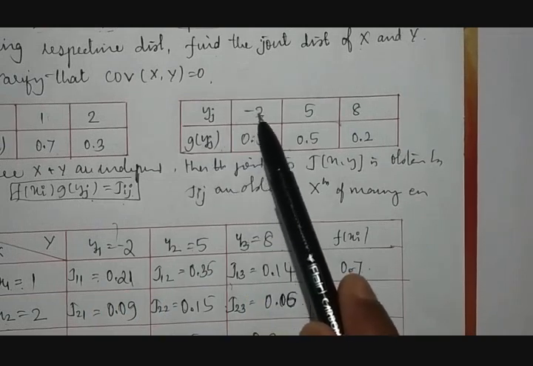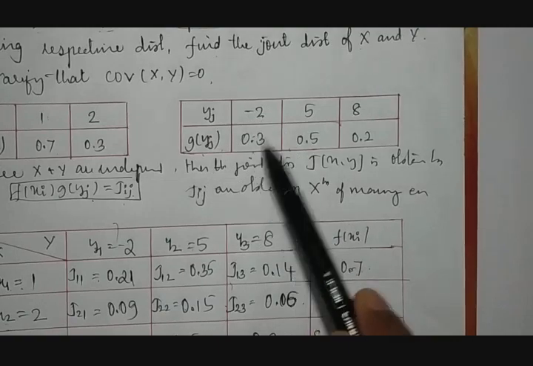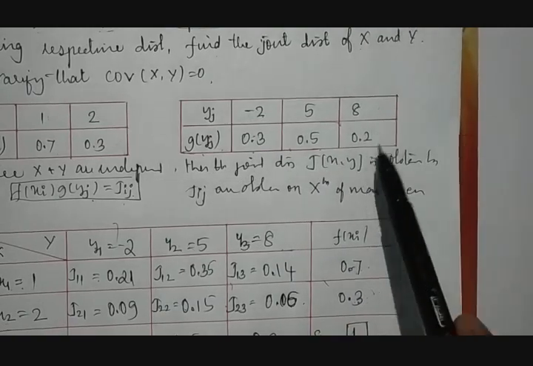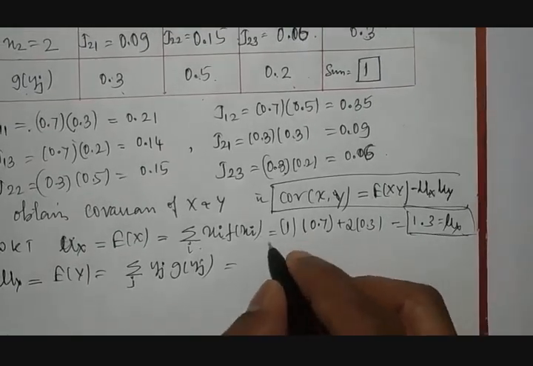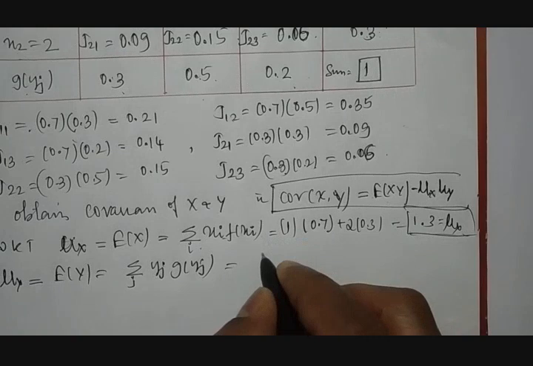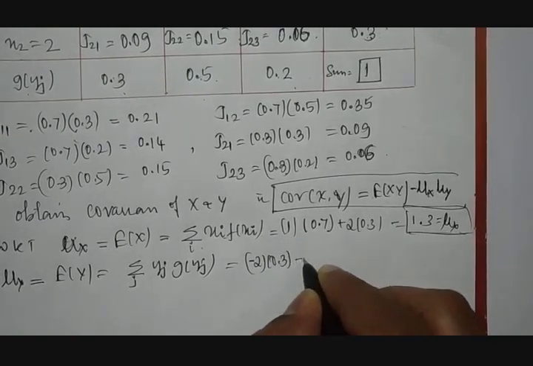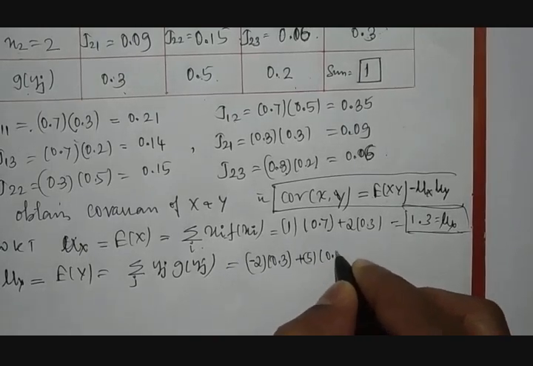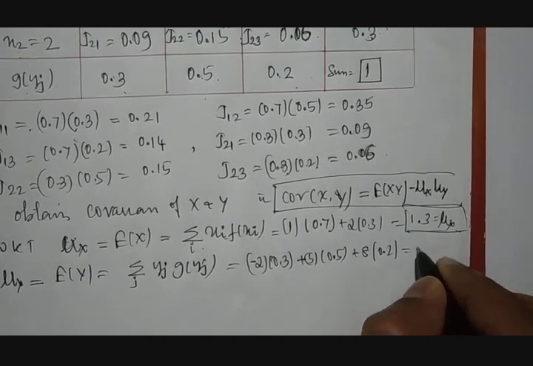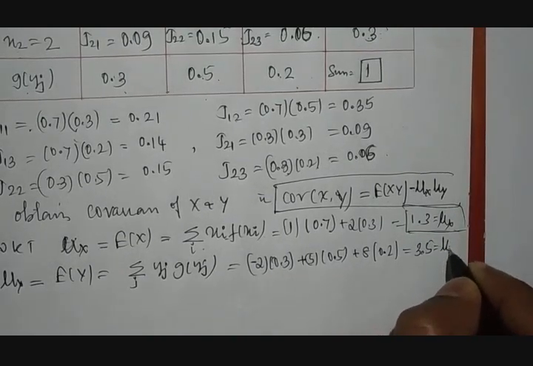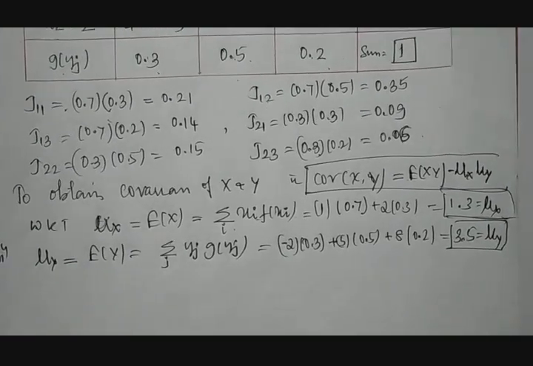So here summation of this means what? Summation of y into g of yj means what? Minus 2 into 0.3 plus 5 into 0.5 plus 8 into 0.2. Then altogether it will be 3.5, which is nothing but mu y. Fine. So this is the value.